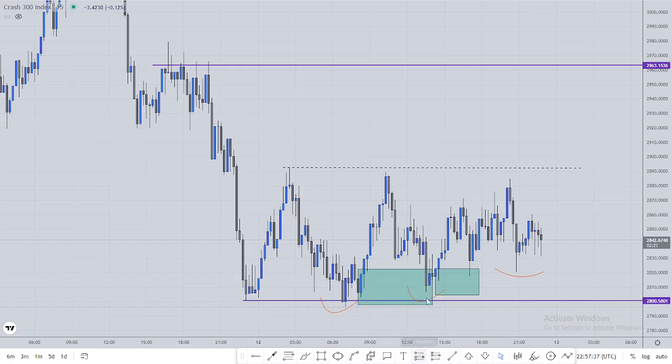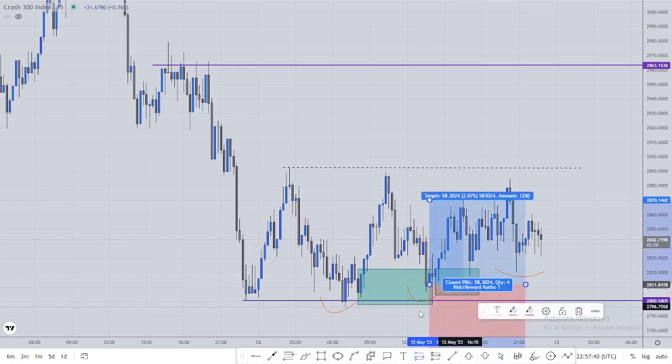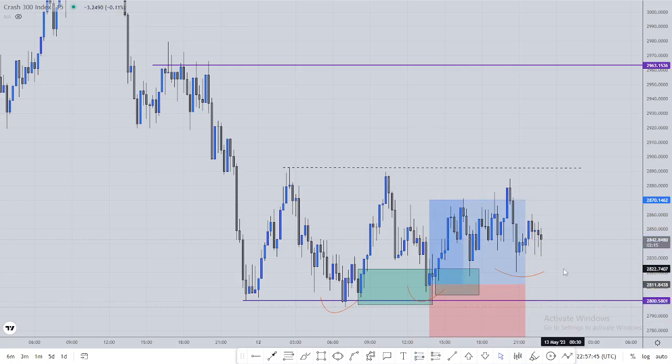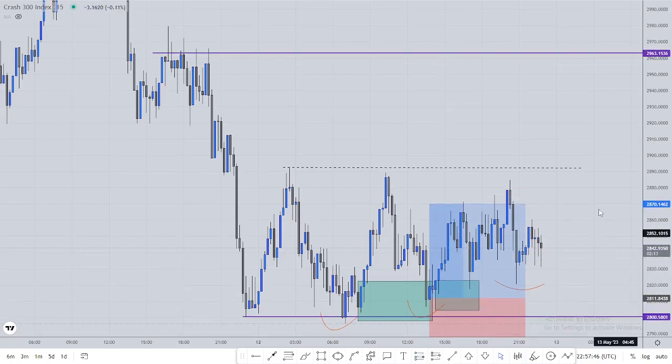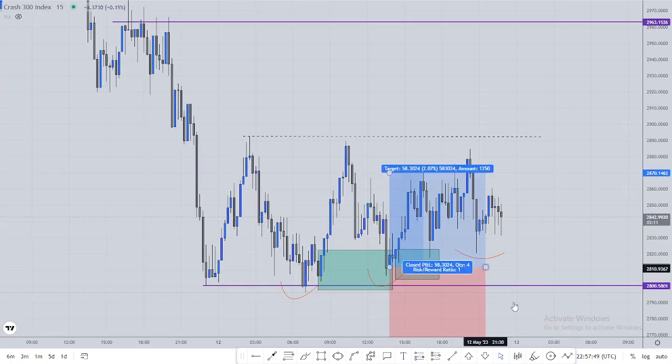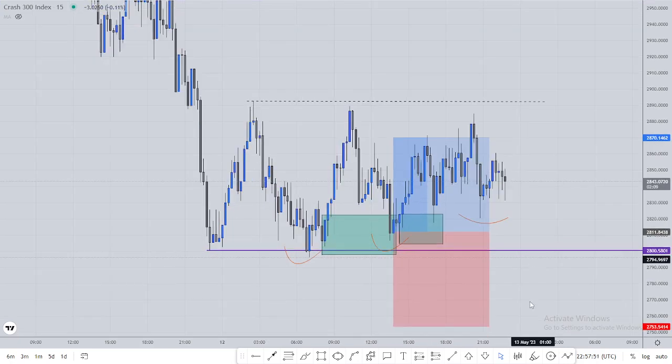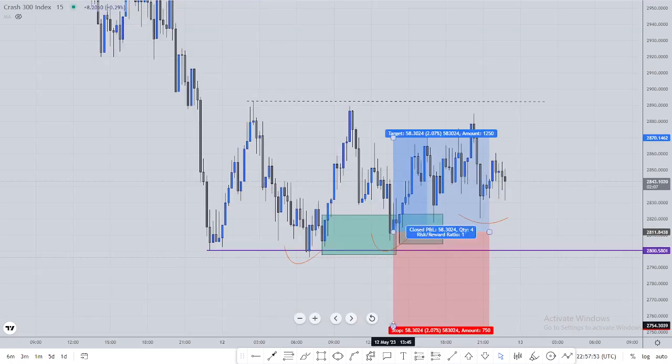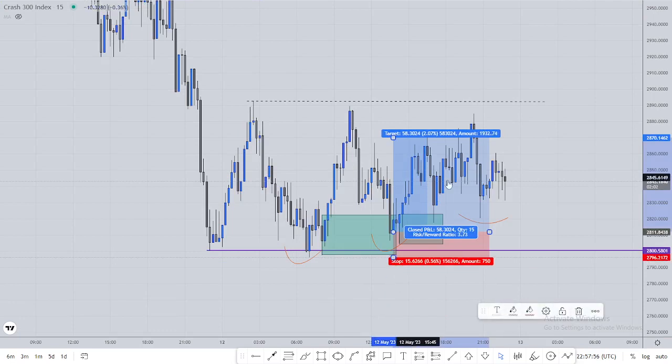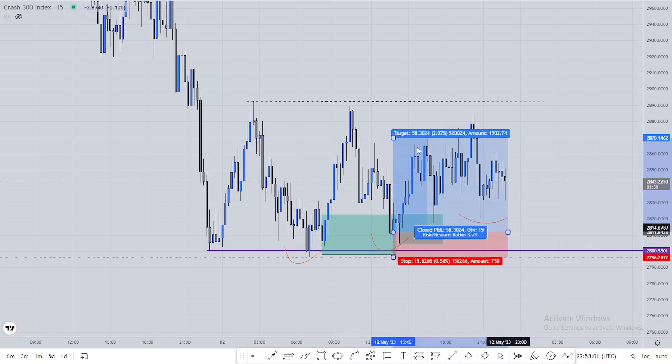Buying there, where is your stop loss? You could have bought here with your stop loss just below the demand. That was also a very small stop loss, another opportunity you could have taken on Crash 300. I'm actually showing you the trades that your mentors don't even show you how they got. They simply show you the results without showing you the process. At the end of the day, that is not really helping you.